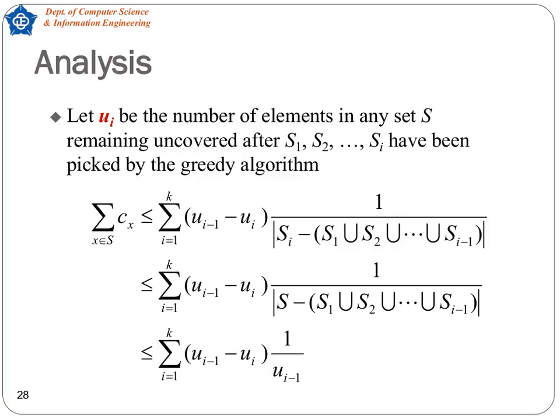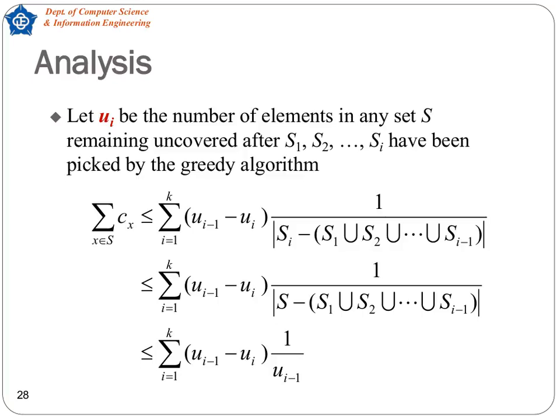Next, notice that the denominator, the sum over j less than i of s, is always at least the number of uncovered elements of S at step i, namely u_i. Replacing the denominator by u_i gives the sum over x in S of c_x, which is less than or equal to the sum from i equals 1 to k of (u_{i-1} minus u_i) times 1 over u_{i-1}. This telescoping sum leads directly to the familiar harmonic bound that underpins the logarithmic approximation guarantee of the greedy set cover algorithm.